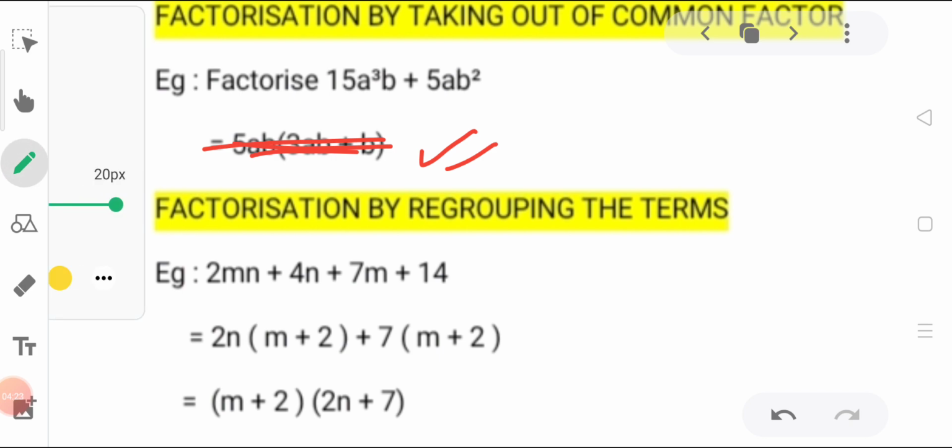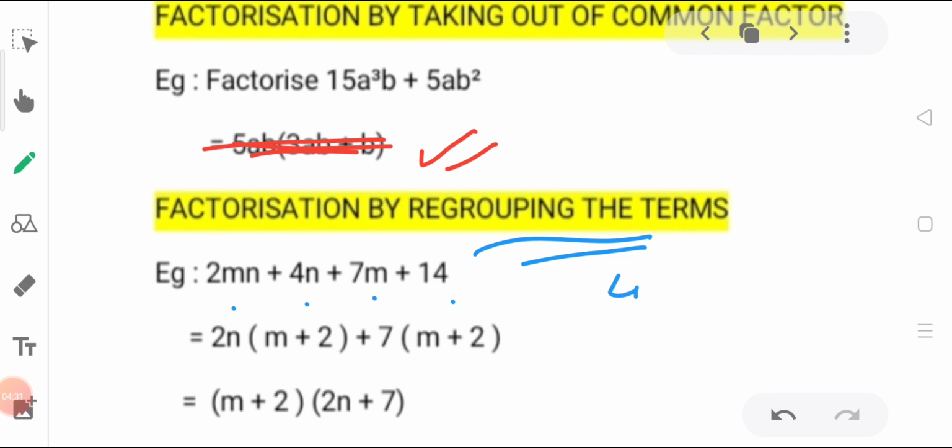Next topic is to try to understand factorization by regrouping the terms. Suppose here are given 1, 2, 3, 4. There are 4 terms given, and how can we factorize them? So first we have to regroup them. Regrouping means that first you have to see that they are already grouped. We have actually divided it into groups of 2.